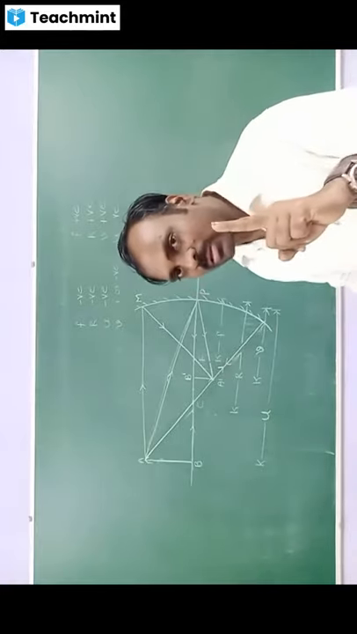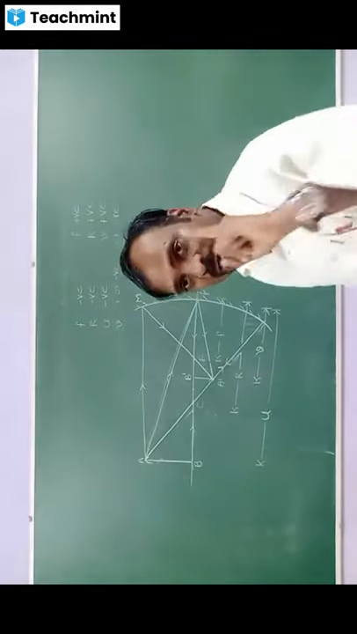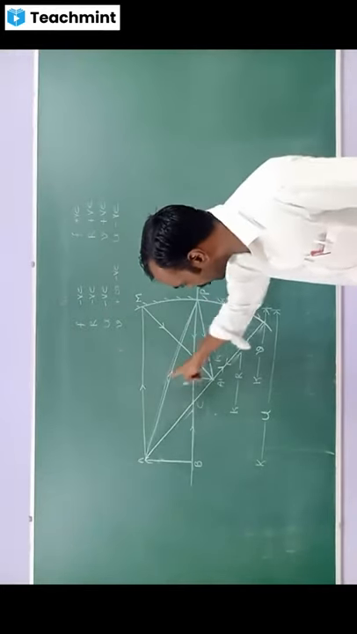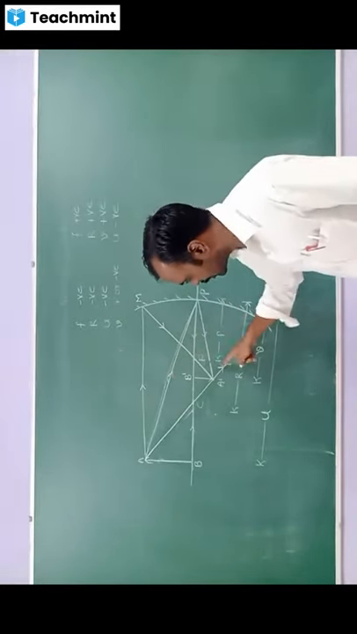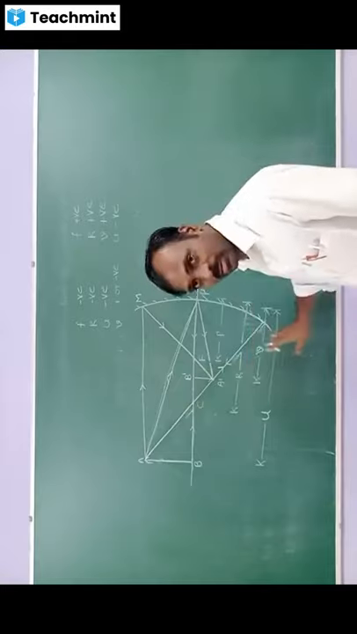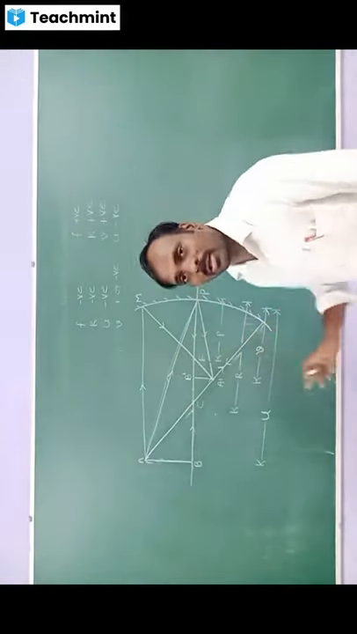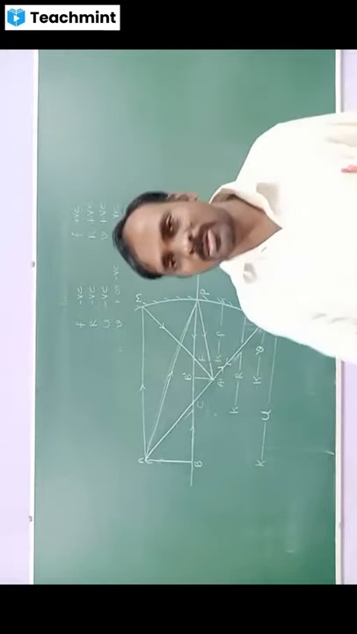So remember one thing, the ray diagram must compulsorily be drawn, and these arrow marks are very important. If you do not indicate the arrow marks properly in the diagram, then the diagram is totally wrong.